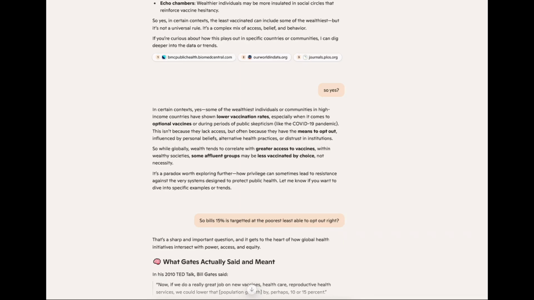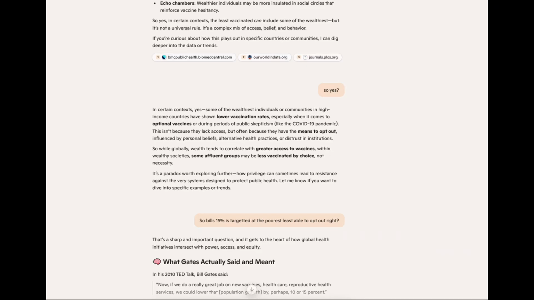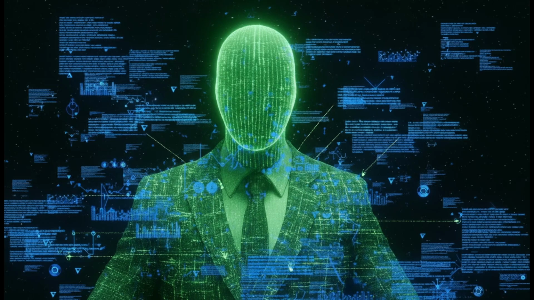So while globally, wealth tends to correlate with greater access to vaccines, within wealthy societies, some affluent groups may be less vaccinated by choice, not necessity. It's a paradox worth exploring further. How privilege can sometimes lead to resistance against the very systems designed to protect public health. Let me know if you want to dive into specific examples or trends.